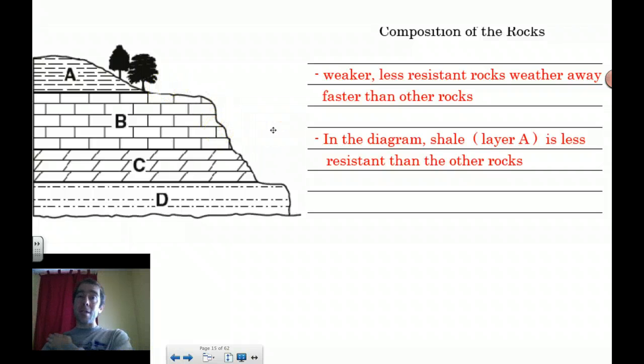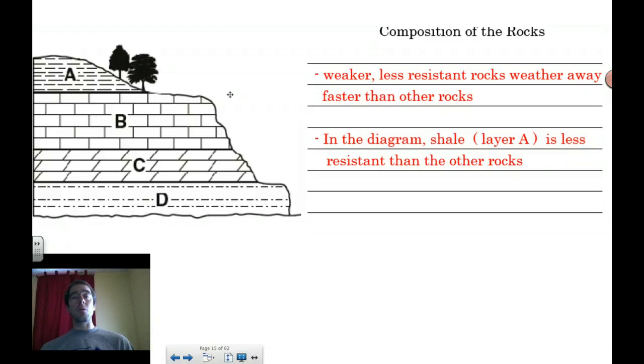So here you can see the layers get broken down differently based on their composition. Weaker, less resistant rocks weather away faster. If you resist something, you don't want to do it. So if you're resisting weathering, you're not going to weather. If you're less resistant, it means you will weather. So those terms you have to wrap your head around, because you see them in questions a lot, and it's the most common thing that tricks people with the wording on these Regents questions.